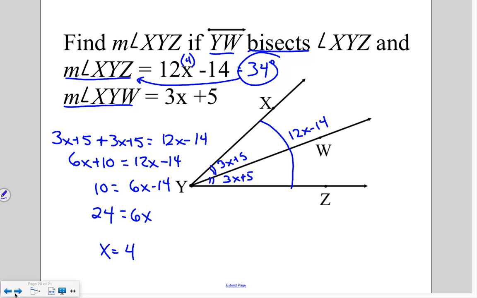Okay. Now, just in my eyes, I want to double check and make sure I did it right. So if I plug 4 in here into my XYW expression, it should be 17 because it should be half of 34. And 3 times 4 is 12. 12 plus 5 is 17, and it is half.